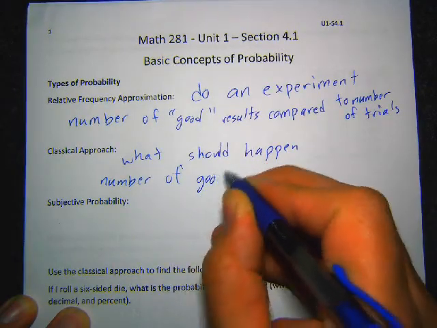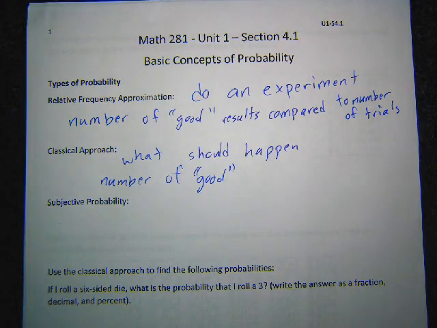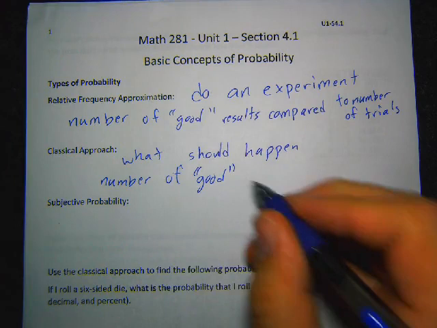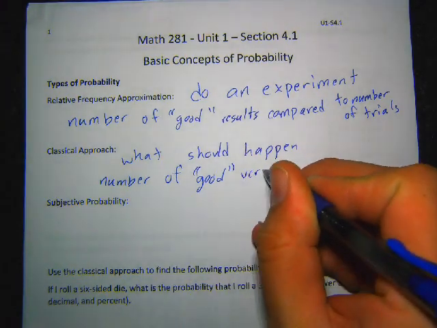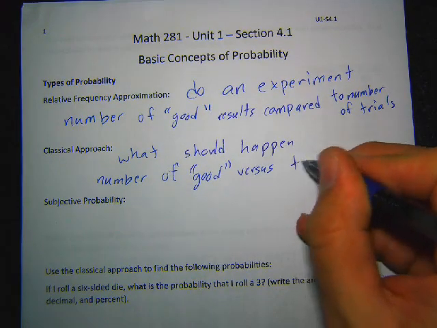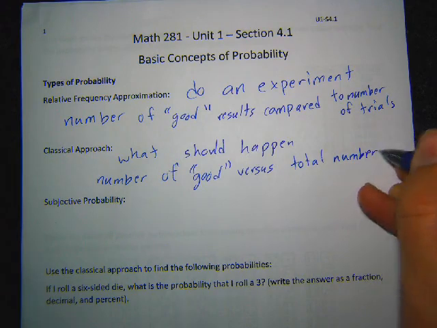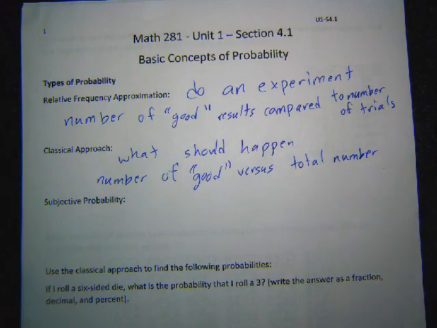To calculate this, we look at the number of good options. If I'm looking for a 4, there's only one option, but maybe you're looking for an even, and then 2, 4, and 6 would all be good. So you can sometimes have more than one good option. So you look at the number of good options versus the total possible number of options. So on that die, we said there's 6 different numbers you can get on a 6-sided die. So that would be the total number of options. So that's the theoretical or classical approach, where you look at what should happen.